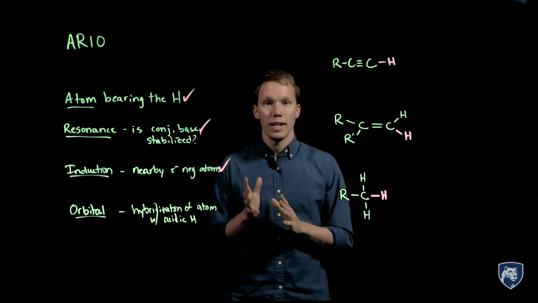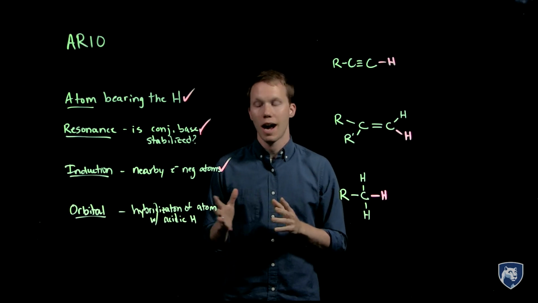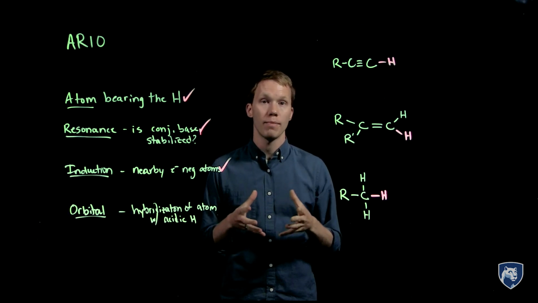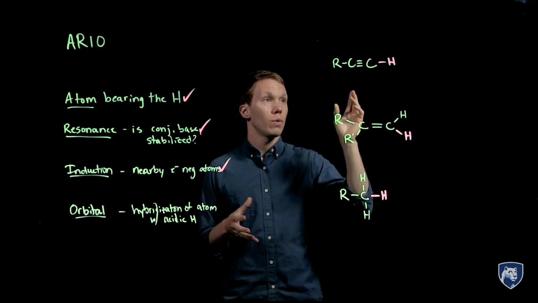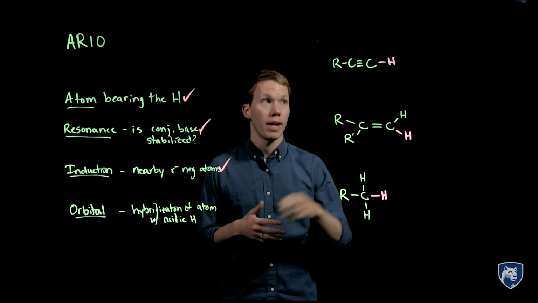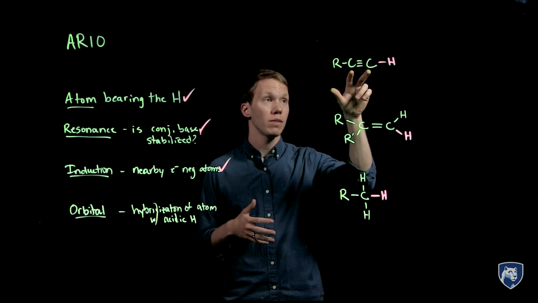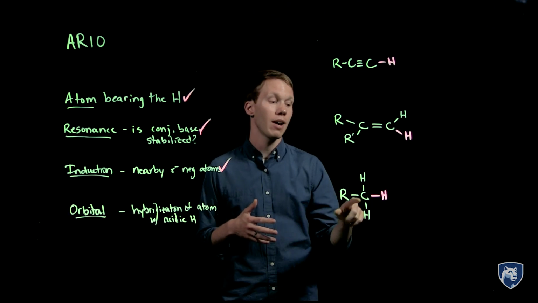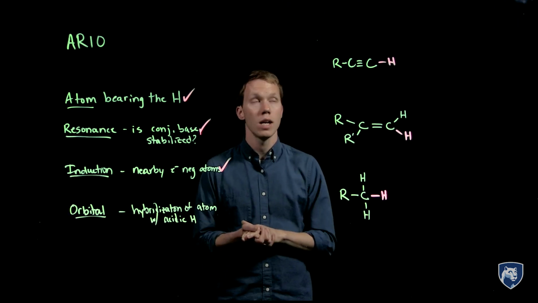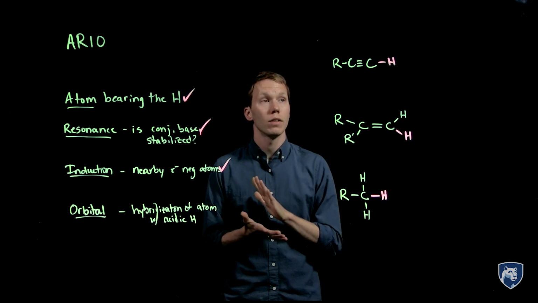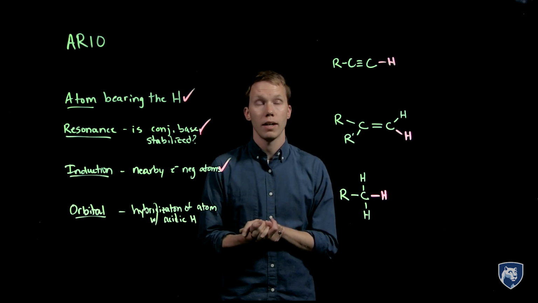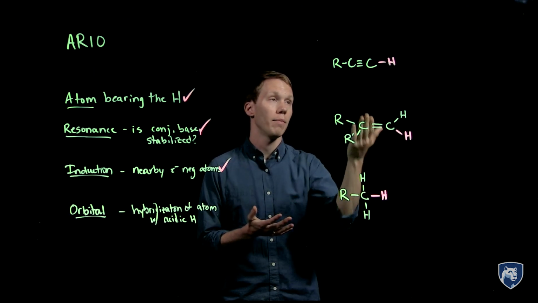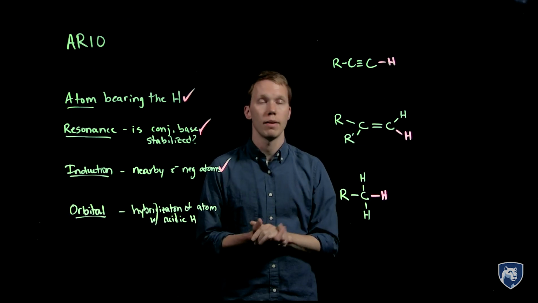All right, our last rule is the orbital rule in our ARIO series of criteria. And this has to do with the hybridization of that atom that bears the hydrogen. So we see that in this family of carbon compounds, we have alkynes, which are characterized by a carbon-carbon triple bond, alkenes, carbon-carbon double bonds, and then alkanes, which have carbon-carbon single bonds. And this really is only going to play a role for families of compounds like this, where we have this double versus triple and single bonds.